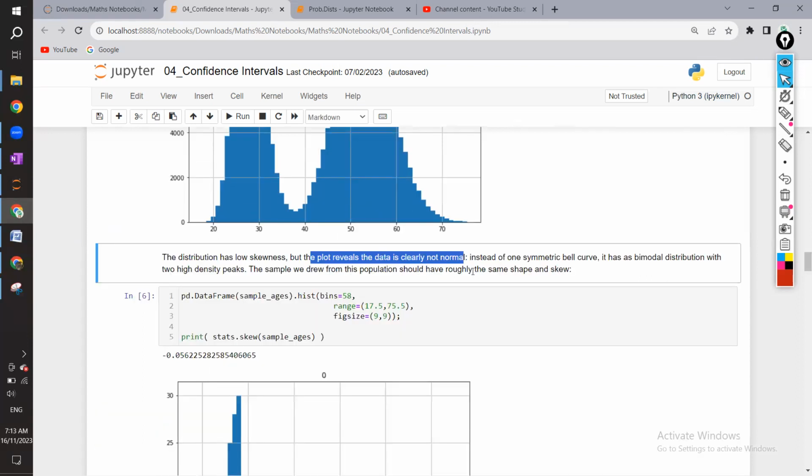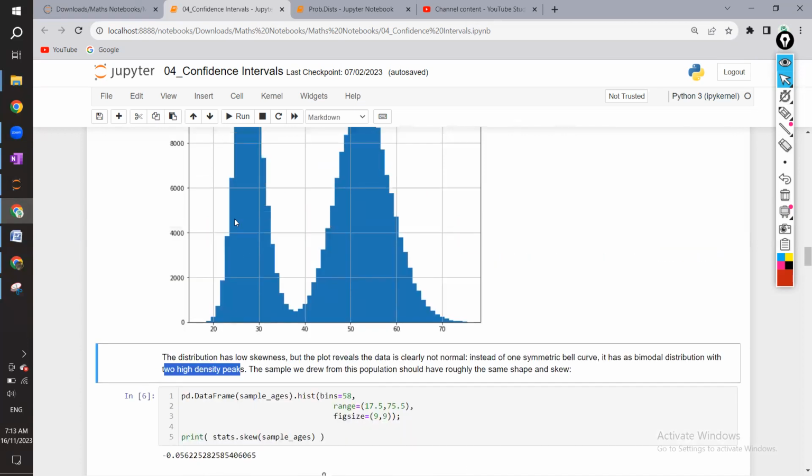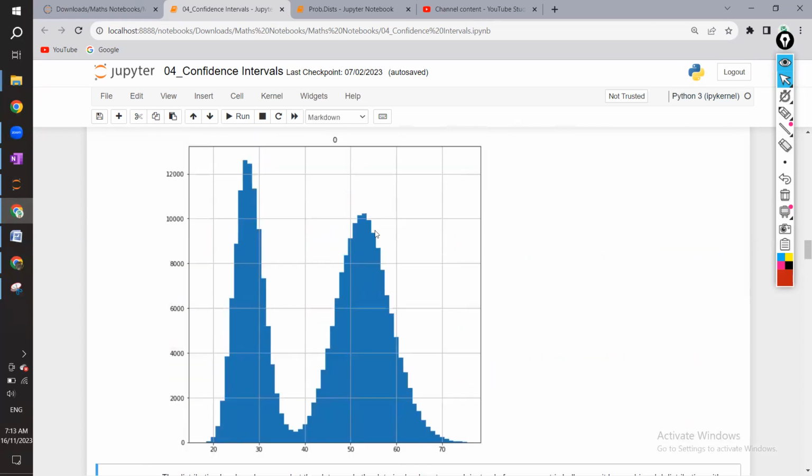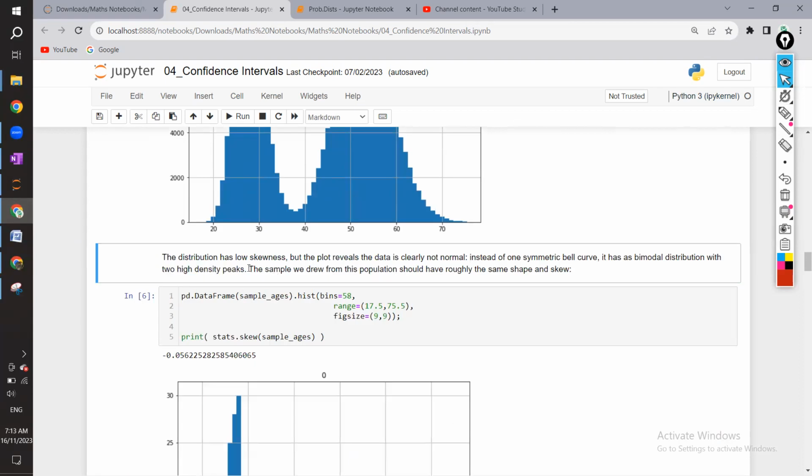Okay, it's bimodal. Two modes it's having. Instead of one symmetric bell curve, it is having a bimodal distribution with two high density peaks. This is one density peak. This is one more density peak. The sample we draw from this population should have roughly the same.